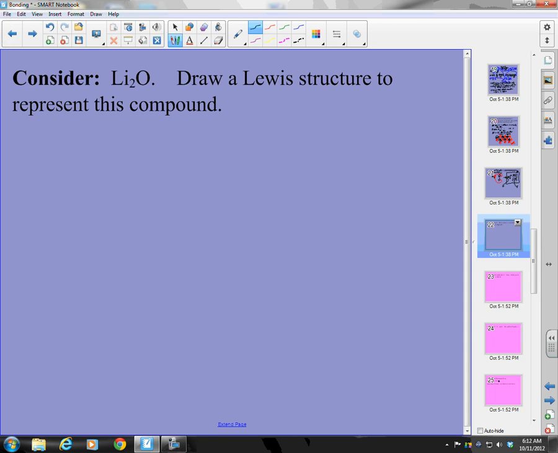Great. Lithium. Lithium has how many valence electrons? Well, it's in my first column, so that means it has one valence electron. How many lithiums do I have? I have two, so I have to draw two of them. I have one oxygen. How many oxygen valence electrons are there? 6. Good. Now, how can we illustrate what might happen? Well, lithium loses an electron and it might go there, and lithium loses another electron and it might go there.